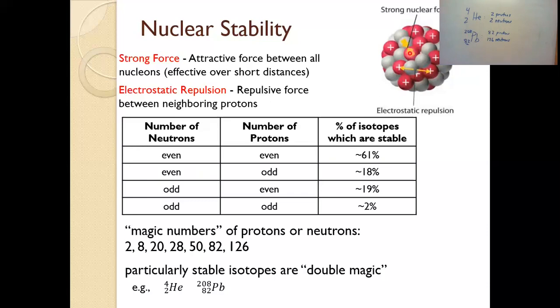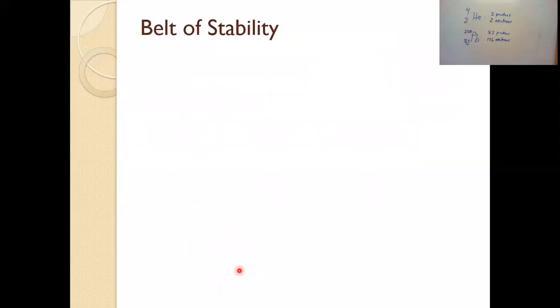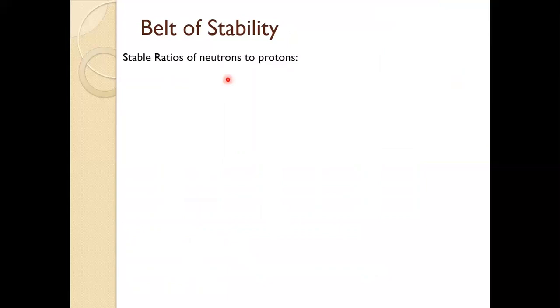So these are observations: if you have an even number of either neutrons or protons, or especially both, it's more likely to be stable. And if a particular isotope has either a magic number of protons or a magic number of neutrons, or especially both, those are expected to be particularly stable isotopes and not undergo any sort of nuclear reactivity or emit radiation. If we plotted all the stable isotopes, what we'll get is what's called the belt of stability.